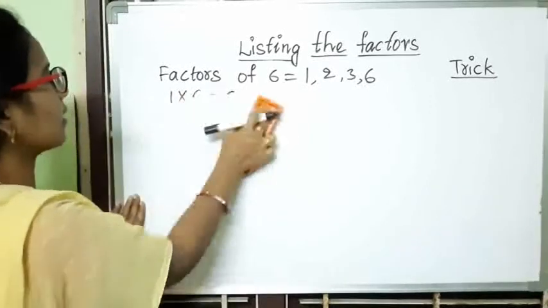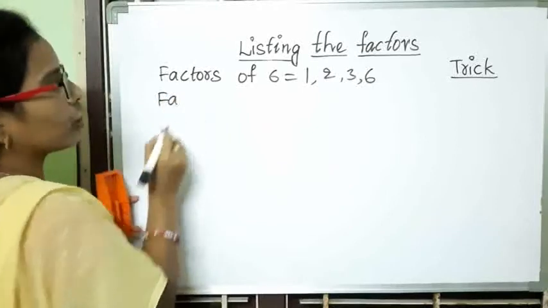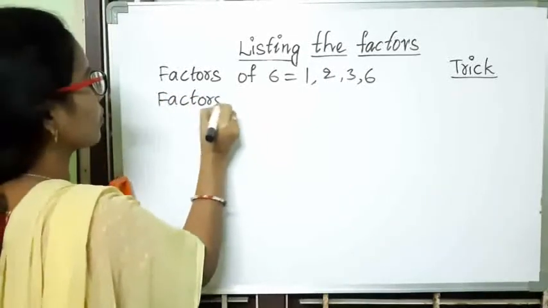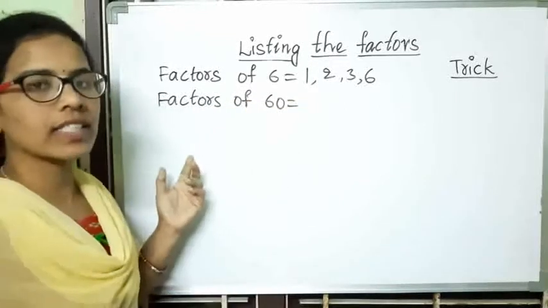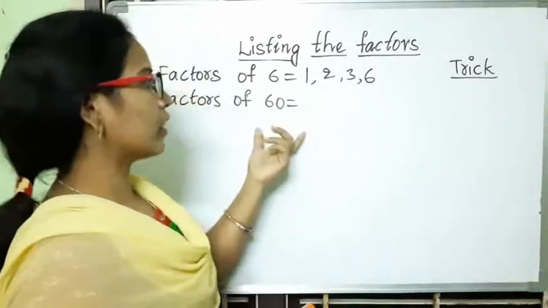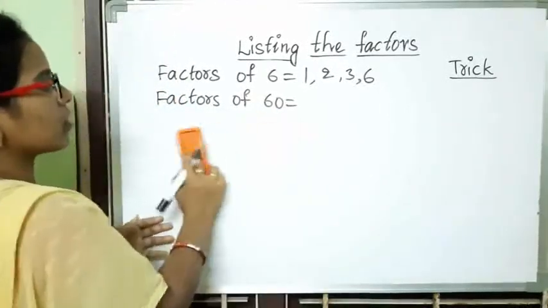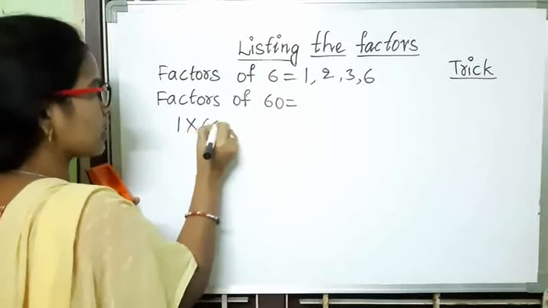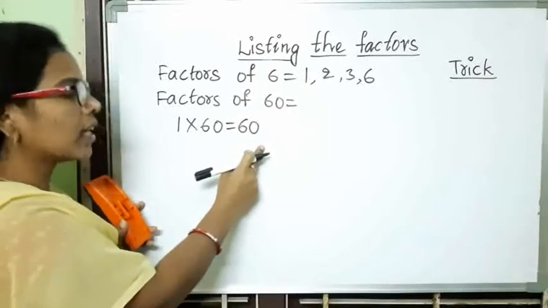Yes, let's take another example. This time I am going to take a little bigger number. Factors of 60. What are the factors of 60? This time I am going to tell you one trick to find the number of factors. Number of factors of 60. For that, let's start with 1. 1 times 60 equals 60. That means 1 and 60 are the factors of 60.